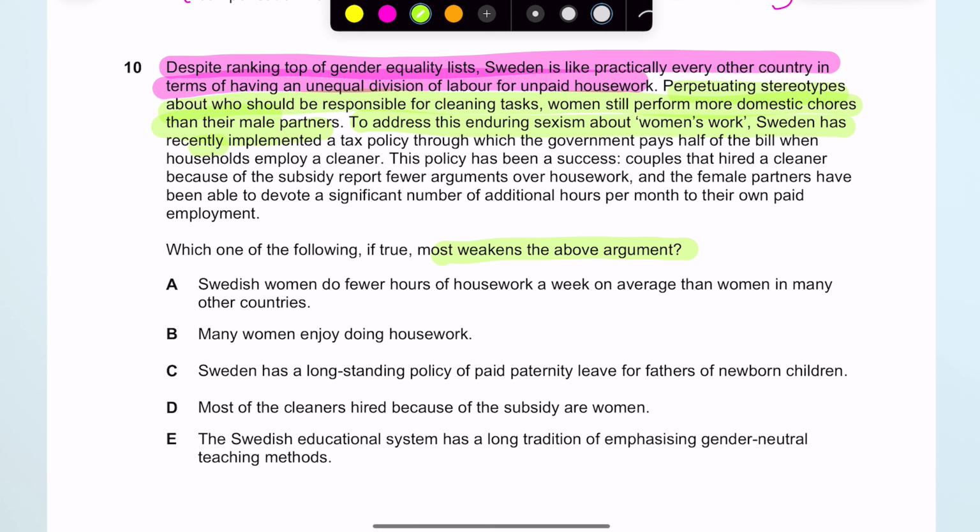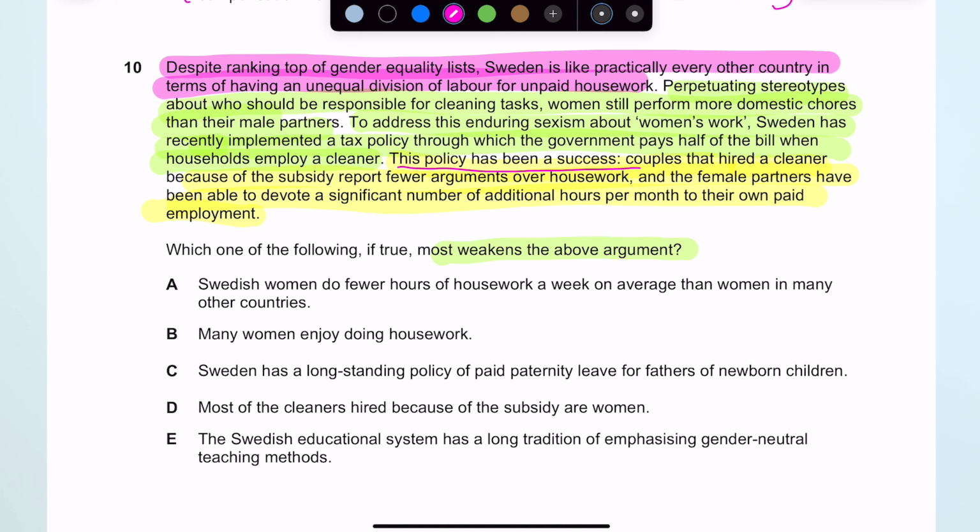To address this enduring sexism about women's work, Sweden has recently implemented a tax policy through which the government pays half of the bill when households employ a cleaner. This policy has been a success. Couples that hired a cleaner because of the subsidy report fewer arguments over housework, and the female partners have been able to devote a significant number of... Okay, I think the rest of that doesn't matter. The point is this policy has been a success is our conclusion.